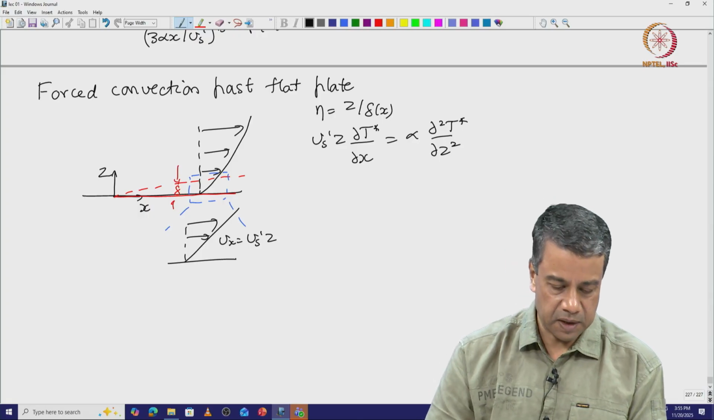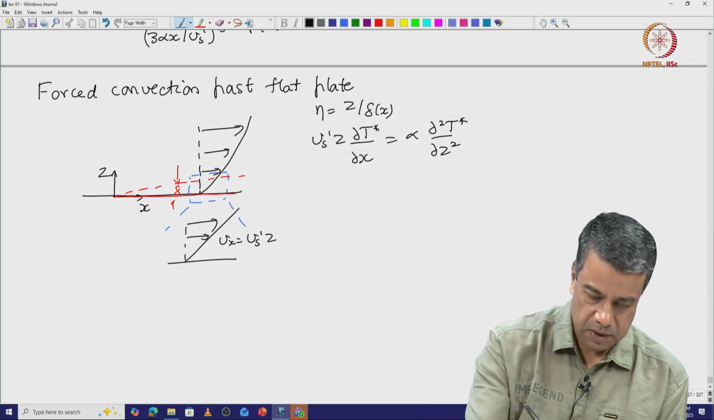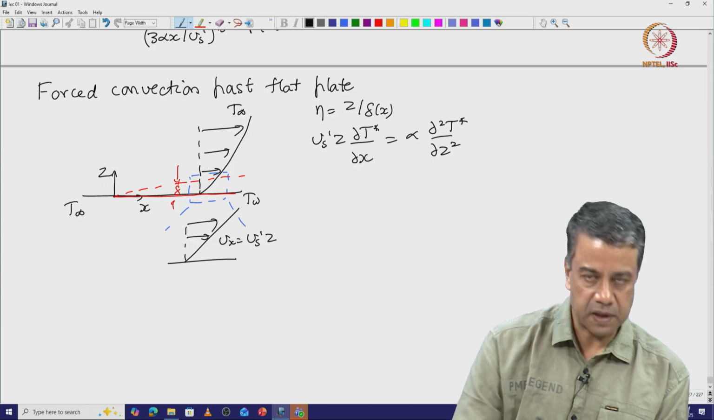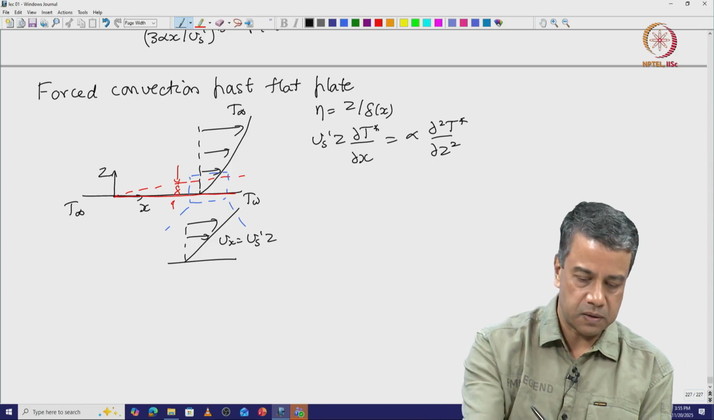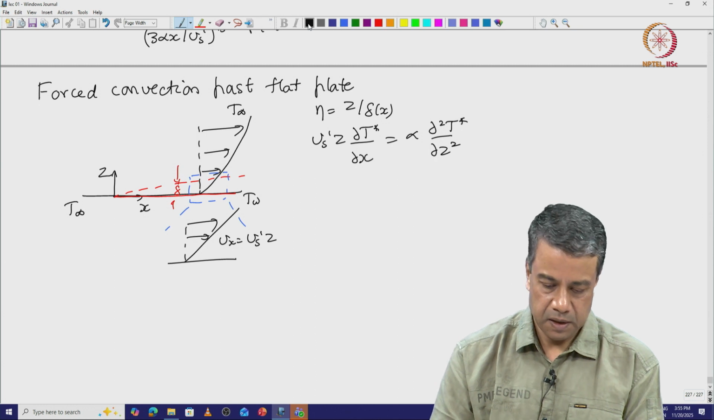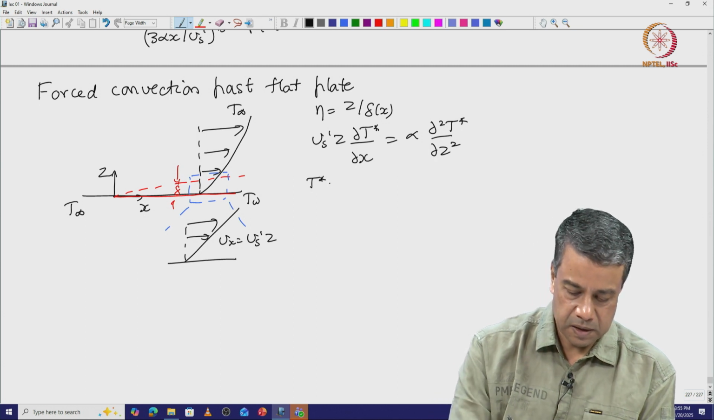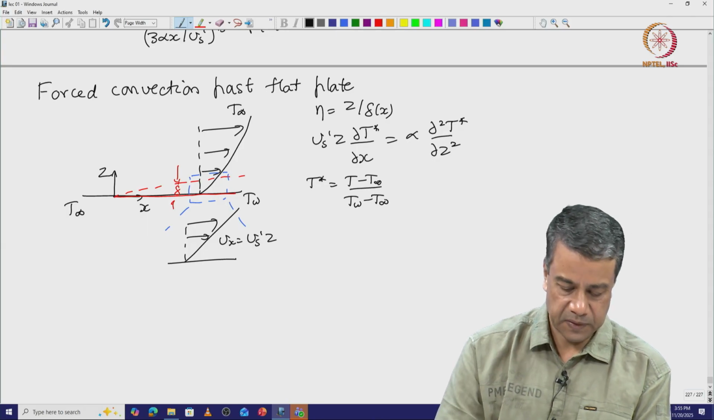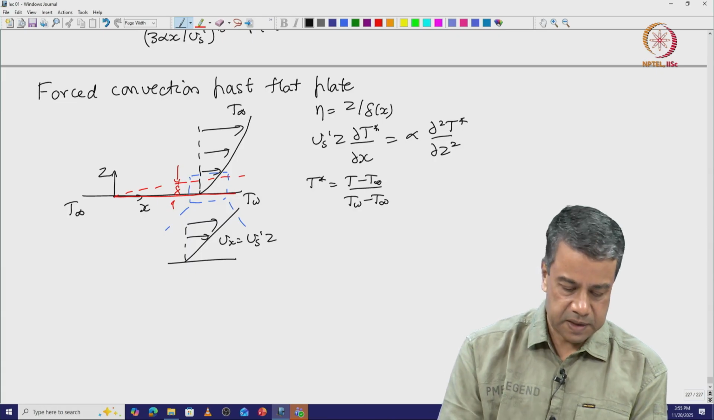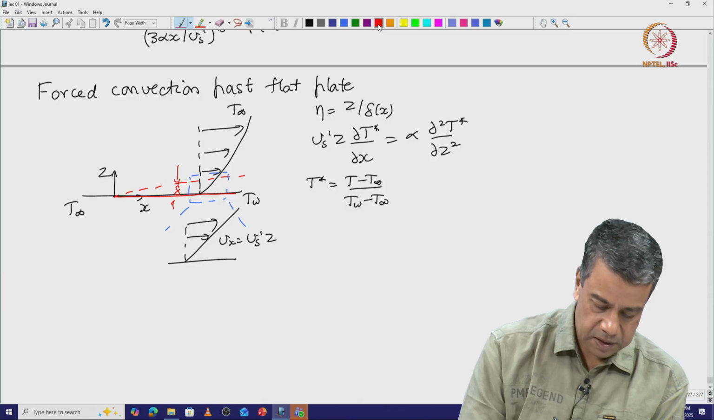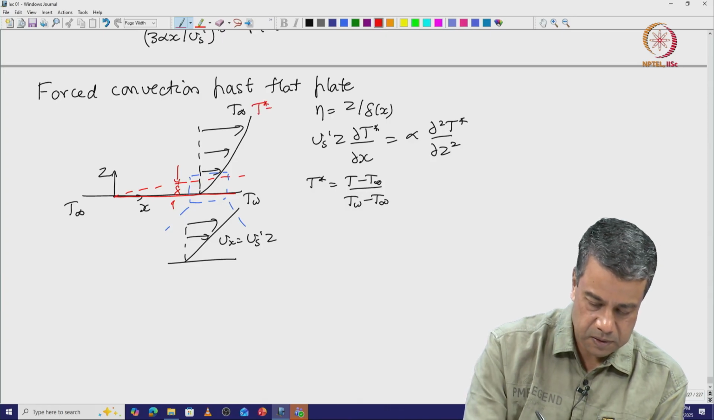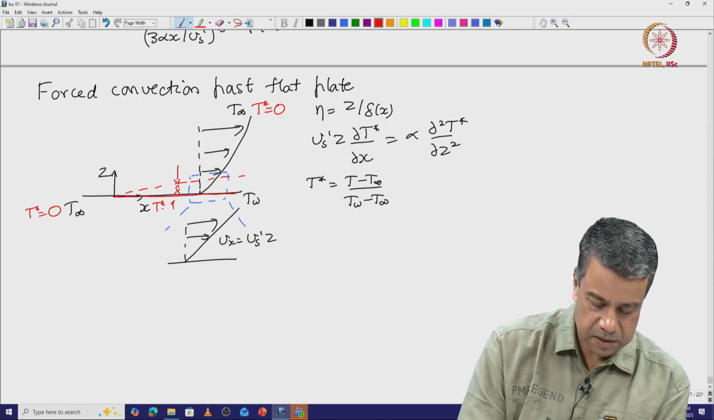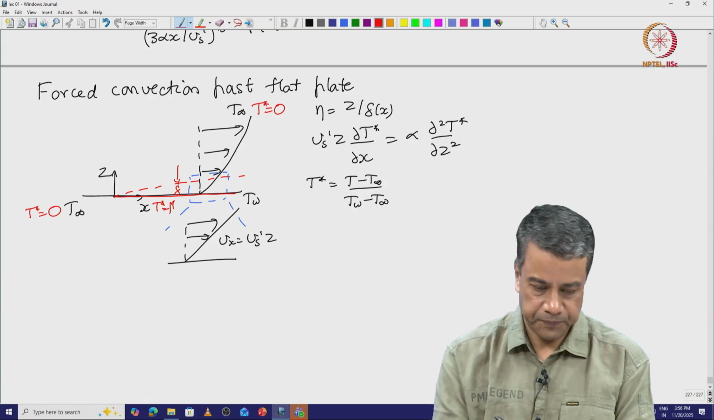And the boundary conditions. The wall temperature here is Tw, T infinity far from the surface, and T infinity before the start of the heating section. Those are the configurations. Define the temperature T star is equal to T minus T infinity by Tw minus T infinity, which means that T star is equal to 0 before the start of the heated section, and T star is equal to 1 in this heated section.